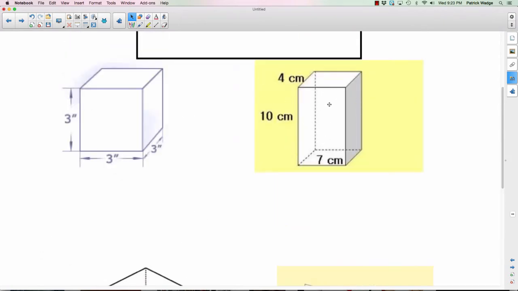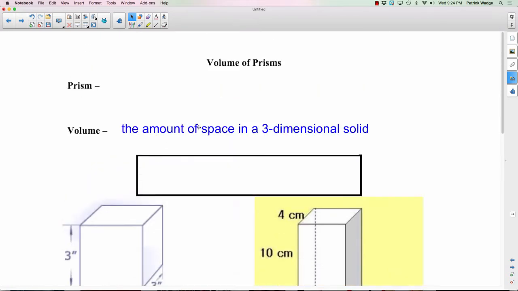If you're looking at the volume, what you'd be thinking about is if you poured water or liquid into this prism, this rectangular prism, how much water would it hold? Or how much space does it take up in the world? If I was to fill this cube with paint, how much paint could fit inside of the cube? That's what we're talking about when we're talking about volume. How much space is inside a three-dimensional solid?